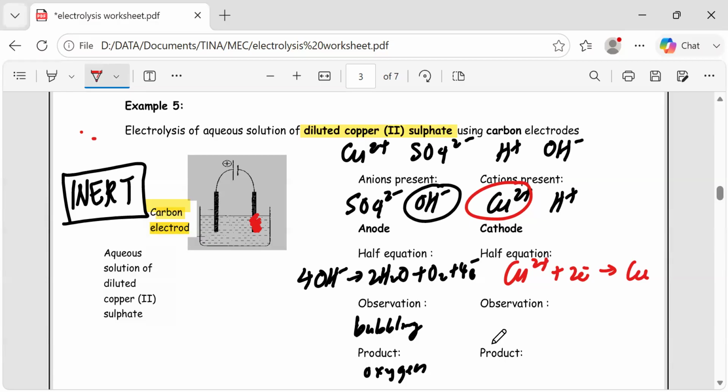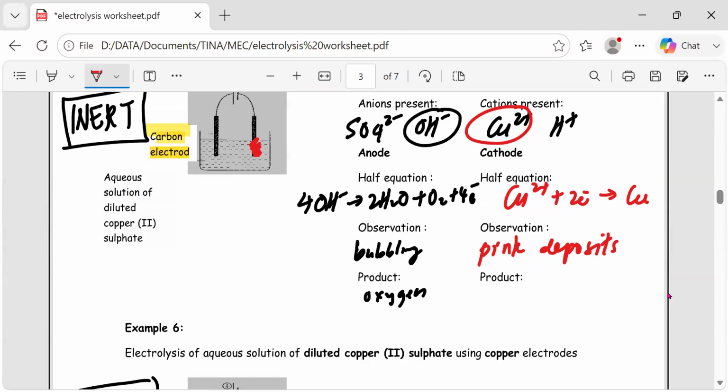You understand? So if you write pink deposits or you write brown deposits, they won't minus mark because it will eventually turn brown. But at first, it's a pink deposit. The reason why I write pink deposits is for you to know that when the exam writes pink deposits, you'll be thinking so hard, how come got pink color metal one? It's actually the copper when it's freshly formed. So the product is copper.